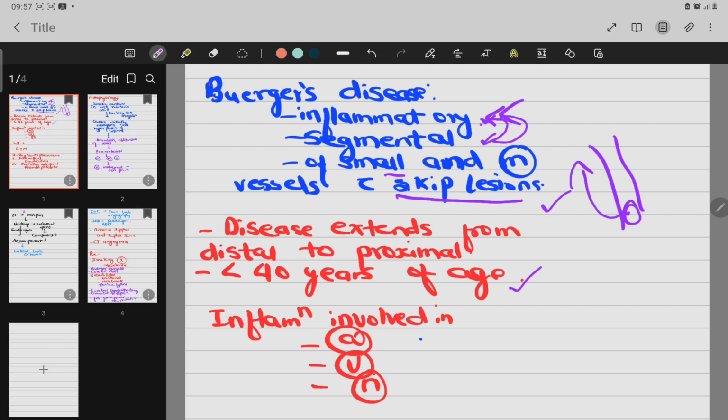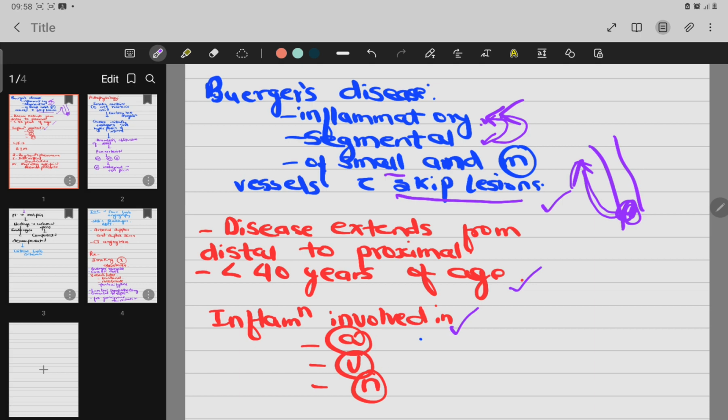It extends from the distal region to the proximal. It occurs in a population of less than 40 years of age. Inflammation is involved in arteries, veins and nerves.